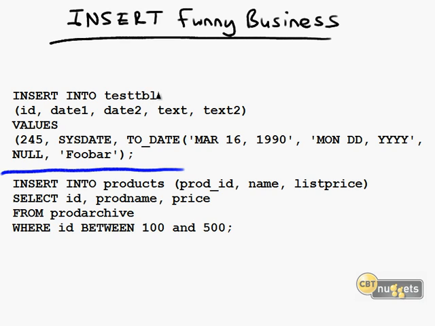Insert into test table, that's correct, right? Certainly would pass muster. We're also, in this case, being explicit and providing a column list for that table. It looks like test table has 5 columns: ID, date 1, date 2, text, and text 2. No complaint there, right? Values is in fact the next clause, so the funny business, so to speak, must be in the values clause itself.